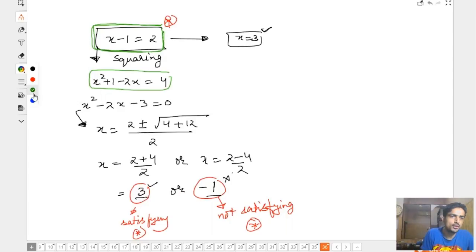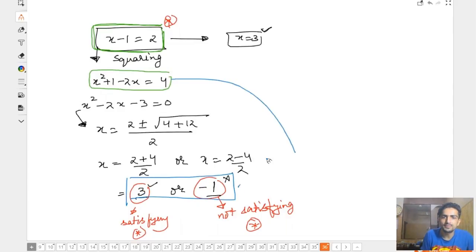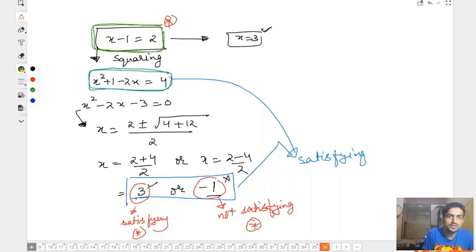If you look carefully, these values of x will surely be satisfying this, because it's a solution of this equation. 3 and minus 1 are the solutions of this equation which I got after squaring. And clearly, this equation is different from the actual equation.